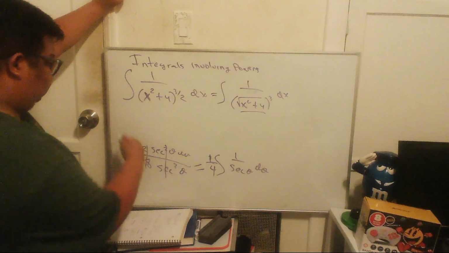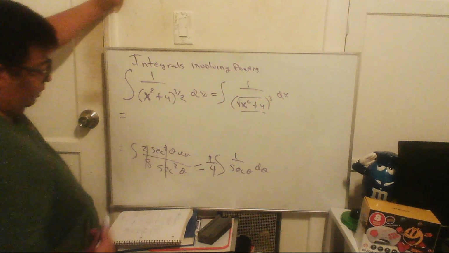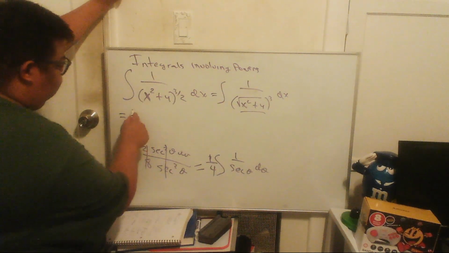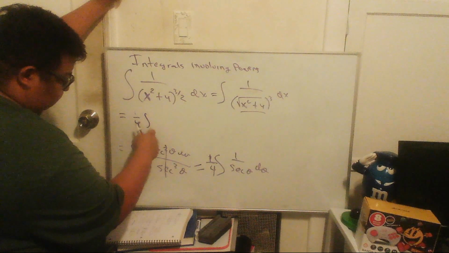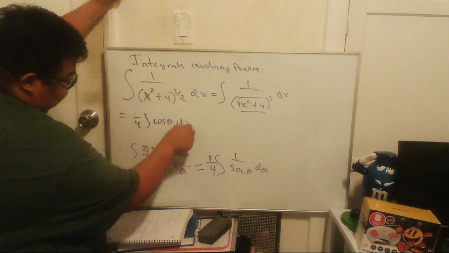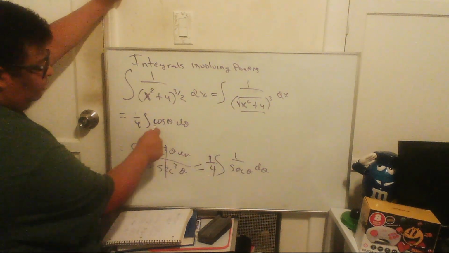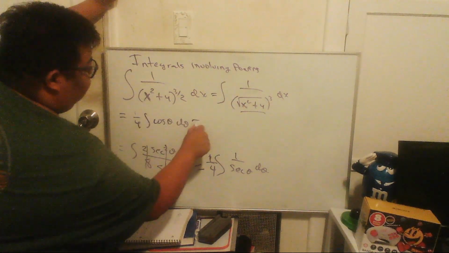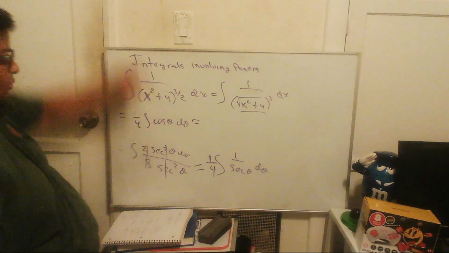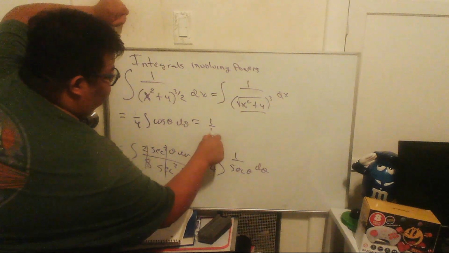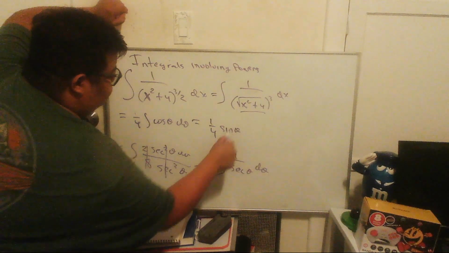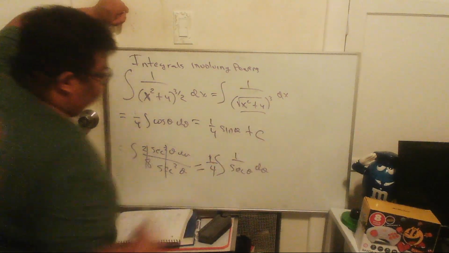Okay, so now that integral becomes, so what's 1 over secant theta? That's just equal to 1 over 4 times cos theta d theta. 1 over secant is cos theta. Okay, so now this is a basic integration. So this becomes 1 over 4 sine, the antiderivative of cos is sine, so sine theta plus c.